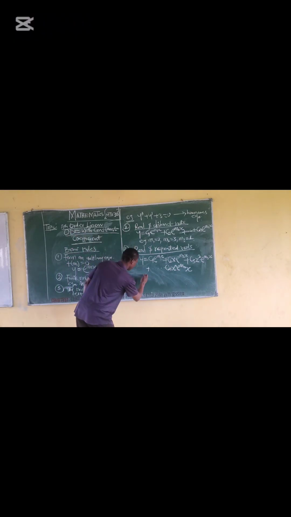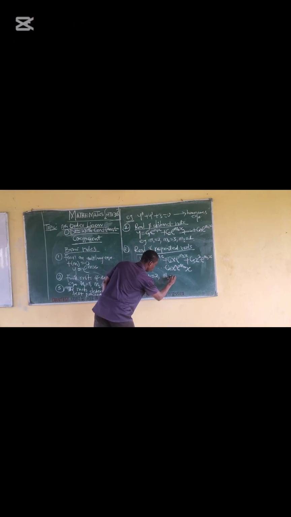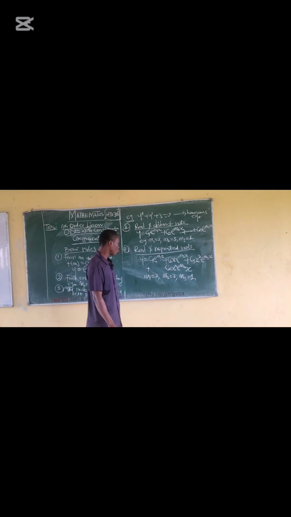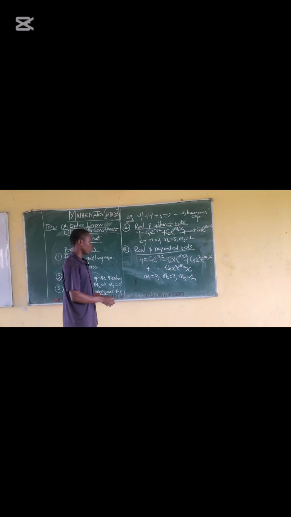Alright, so I'll give a typical example of this. If I have m1 equal to 2, m2 equal to 2, and m3 equal to 1. If you observe very well, 2 and 2 are recurring. So this is a repeated root. If you have such cases, this is the kind of expression you are going to use.